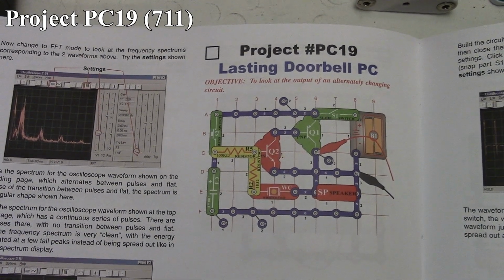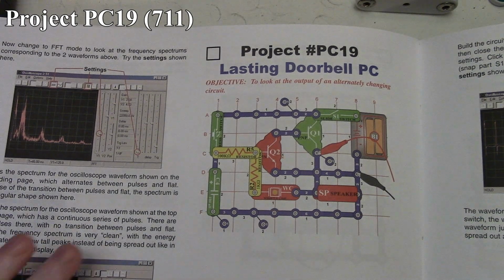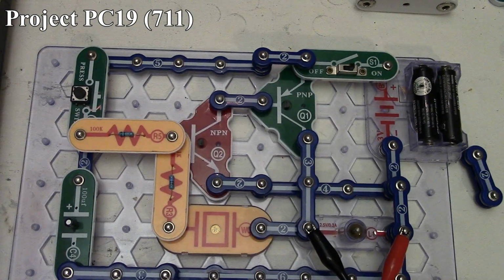So we're looking at Project PC19, the lasting doorbell PC. There it is in the book and on the board here. Now I've taken the speaker out and replaced it with our 2.5 3-volt lamp there so that the circuit is not as loud, because we'll still get the output from our whistle chip. So let me get the oscilloscope started. So we've got a little Darlington transistor style oscillator circuit here, which is being held by our 100 microfarad capacitor there.